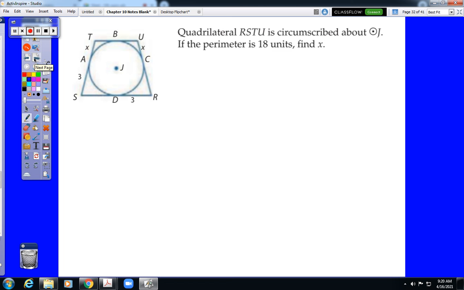So, same idea here. We've got 4 points. The quadrilateral is circumscribed around the circle, which means these are all tangents to the circle. We've got these 4 points of tangency for all these different lines. So if AT is x, so is TB. If UC is x, so is BU. If DR is 3, CR has to be 3. If AS is 3, SD has to be 3.